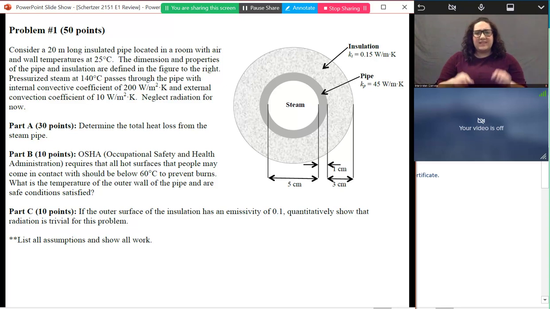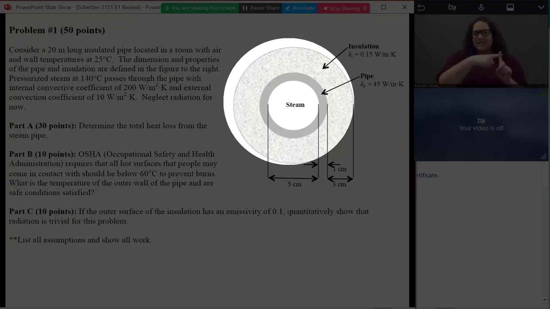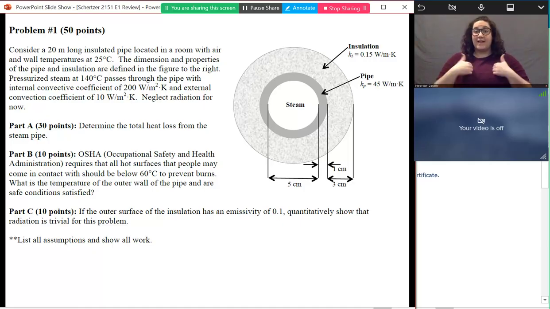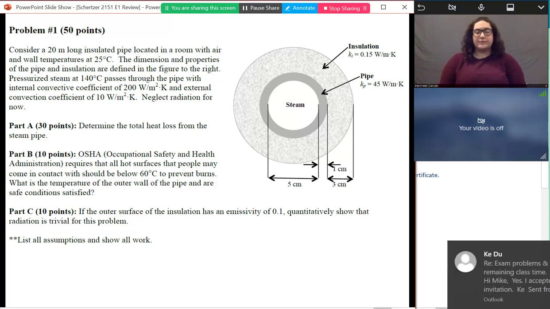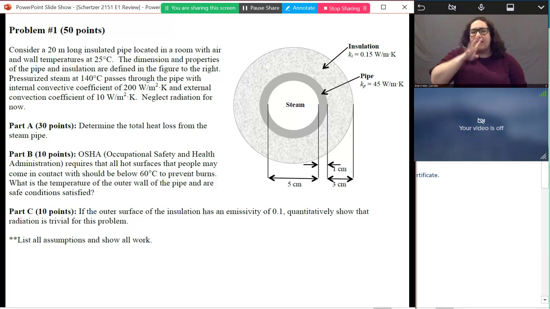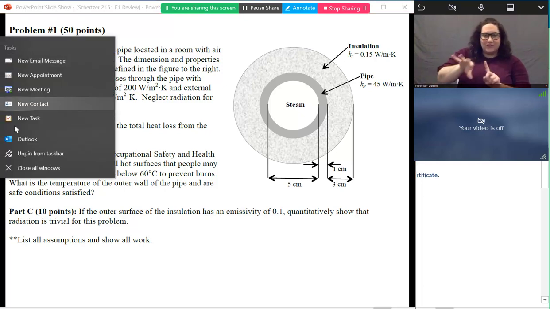We know that pressurized steam is running through the center of our pipe at 140 degrees. And we're given an internal convection coefficient, so the convection coefficient here at the center of our pipe. And then we're also given an h value at the external part of our pipe. And we're told, at least initially, to neglect radiation. Part A asks us to determine the heat loss from the pipe.